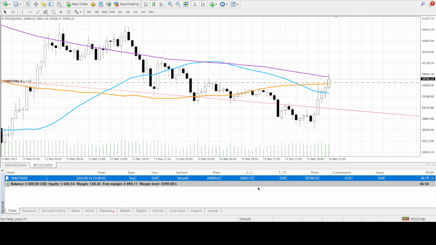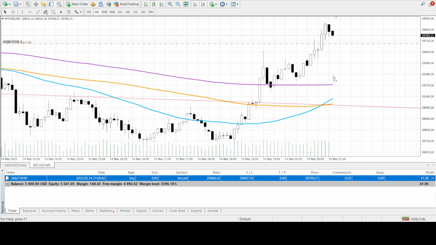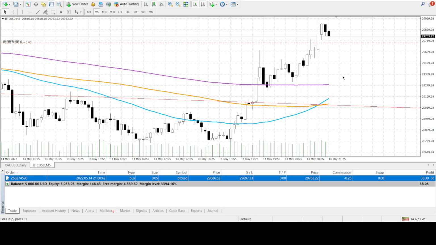And now, my entry price was $29,686.62. My stop loss is at $29,697.33. Meaning, even if it suddenly flips on me and everything goes upside down, which it looks like it's about to, I will get booted out of this trade with a small profit instead of a loss.